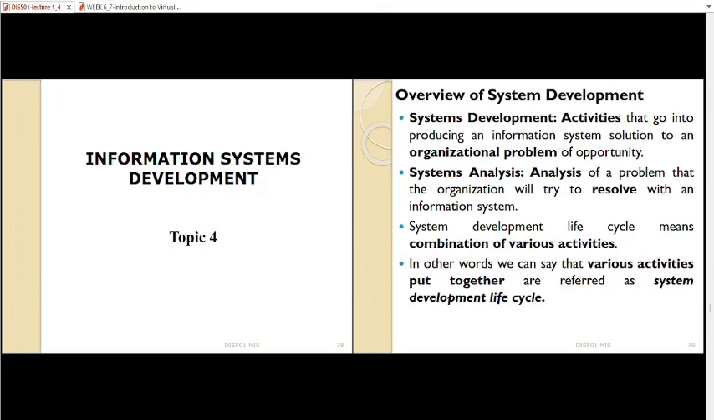So IS development, when it comes to these information systems that we've been talking about, how do we develop these systems? How do we get to say that now we have an information system that is helpful for us? So there are activities that we must go through. Number one, we basically need to identify that there is a problem. How? Now, look at this.